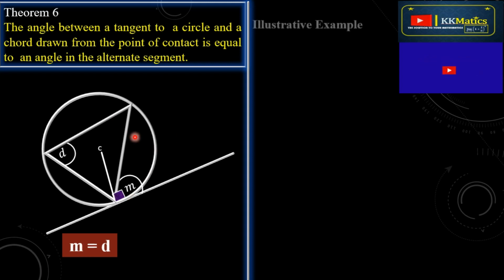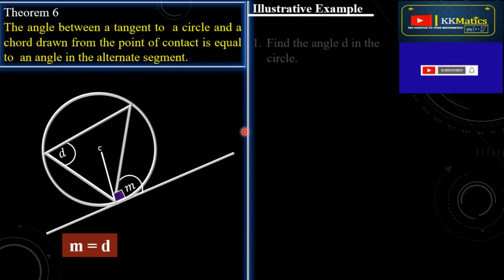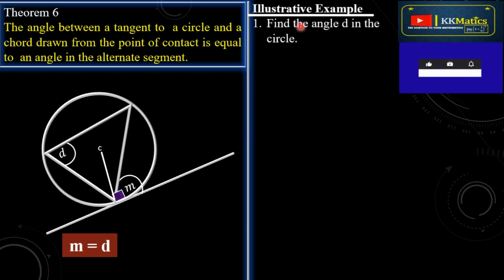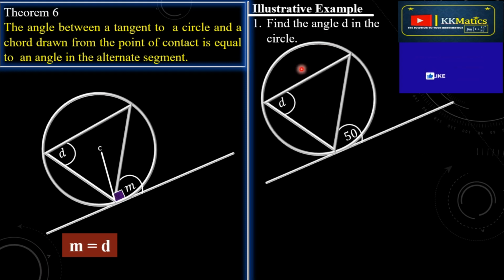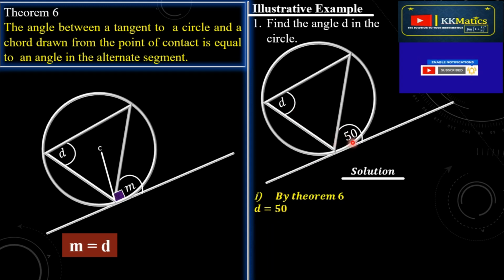Let's consider an illustrative example here. We are told to find the angle D in a circle. This is what we are given here. So by theorem 6, we can say that D equals 50 degrees. Very important for you to take note of how the diagram looks. Try and sketch it for yourself.